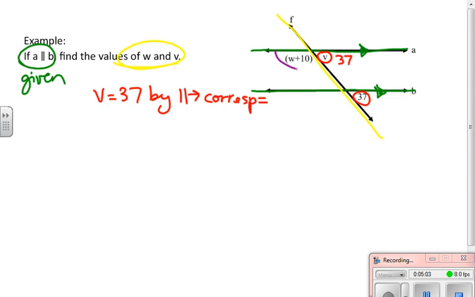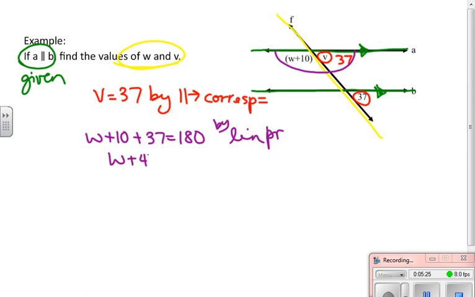And then I know those two, W plus 10 and V, are a linear pair. Since V is 37, I can write W plus 10 plus 37 equals 180. That's a linear pair. And then I can solve for W. So W plus 47 equals 180. Subtract 47, and that means that W is 133.